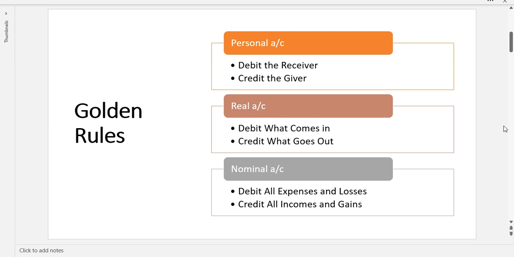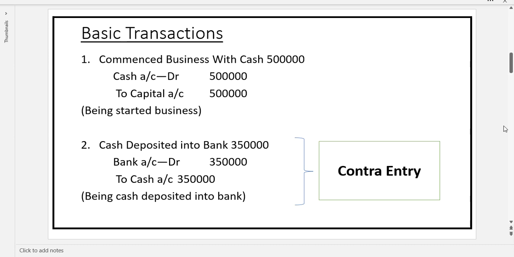Next, real account: debit what comes in and credit what goes out. And nominal account: debit all expenses and losses and credit all incomes and gains. So now let's see certain transactions based upon the rules. So first, commenced business with cash, 5 lakh rupees.